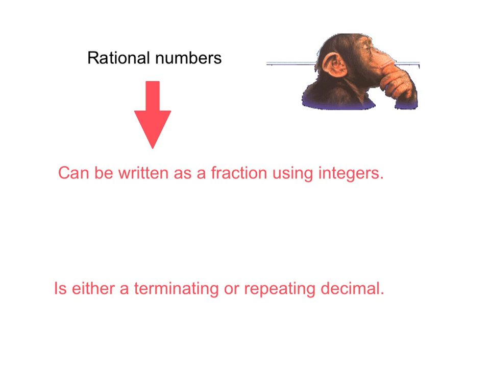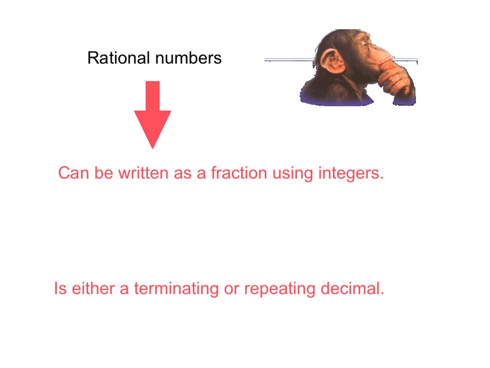Now let's talk about the rational numbers. Think about that word rational, right? That word rational means like you think about it. If something is rational, that means it's sane, it makes sense. Okay, so here we have our little monkey friend, right? He's in deep thought there. He's a rational monkey. And he's making sense of things.